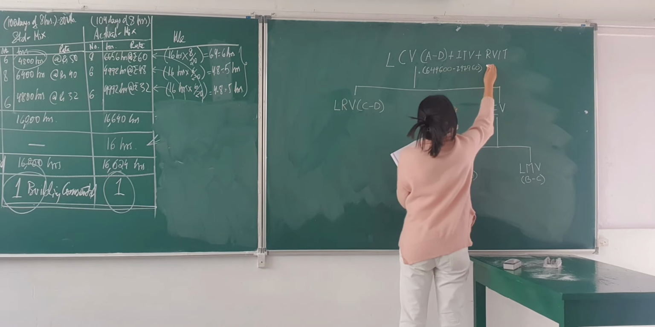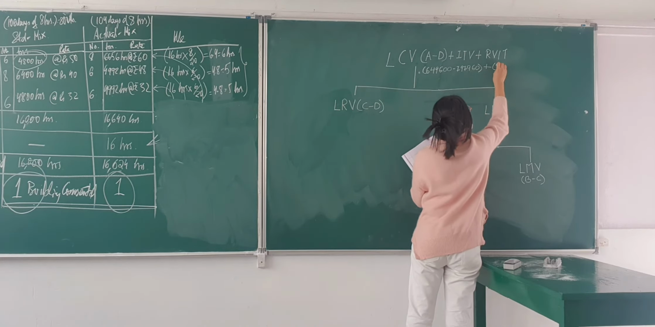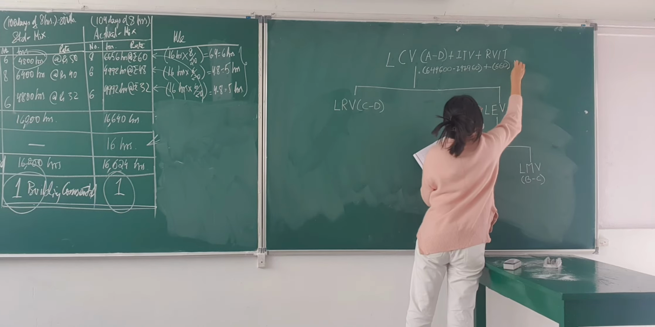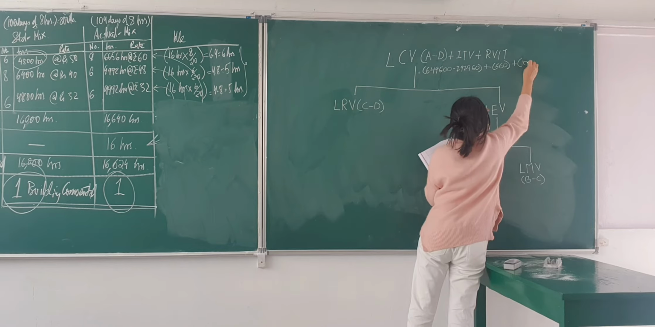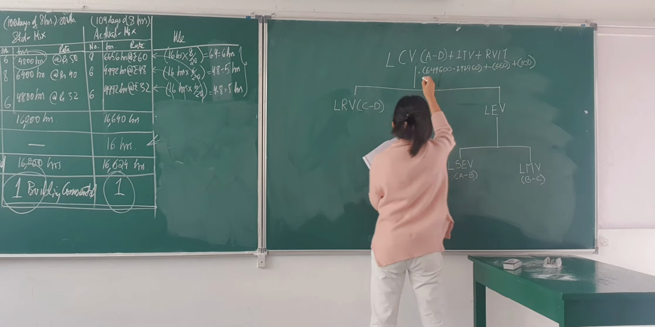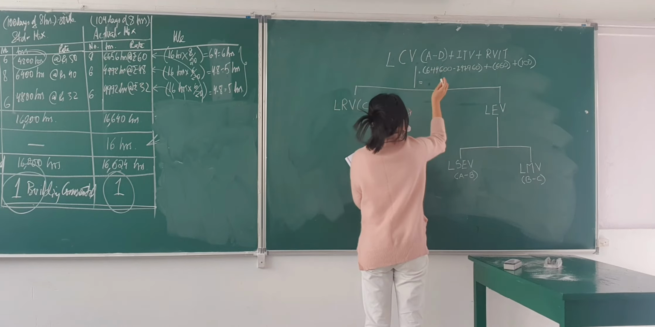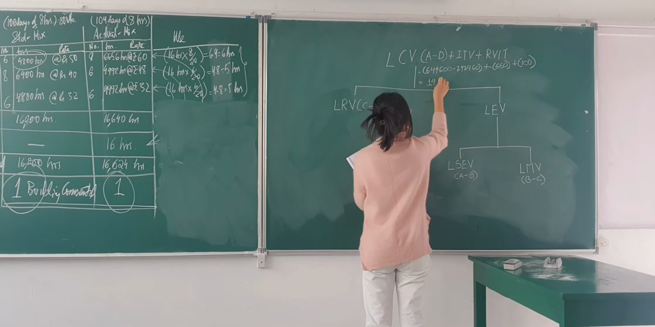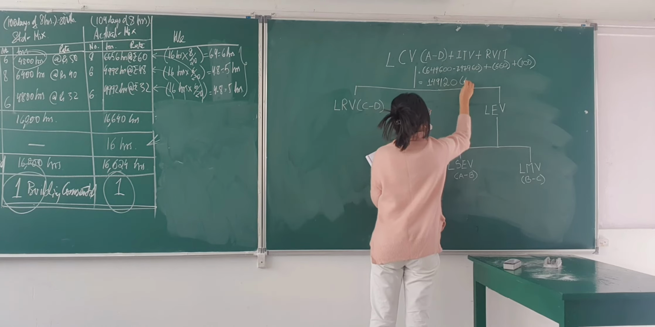So first one is labor cost variance, that is A minus D. A we have calculated, D we have calculated, plus idle time variance, she is using the short form ITV, plus rate variance due to idle time, RVIT. If you want to write full, it's better to write full, but when you don't have time, you can write the initials. Is it okay? The short forms.